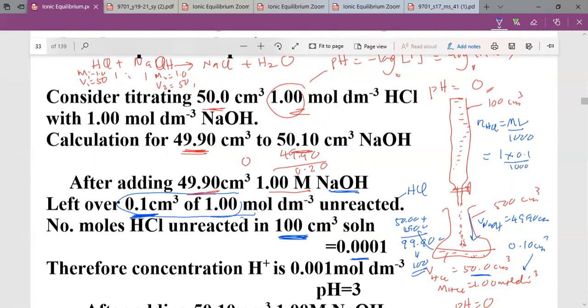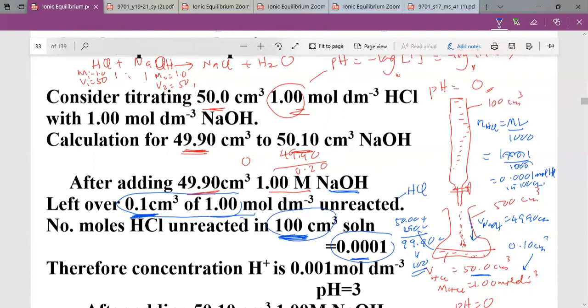Okay. So you shift here. 1, 2, 3. So 0.0001 moles of HCl in what? In 100 cm cube. Okay, right? So this is the number of moles of HCl in 100 cm cube of solution.